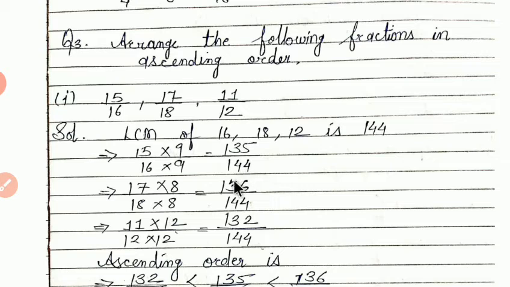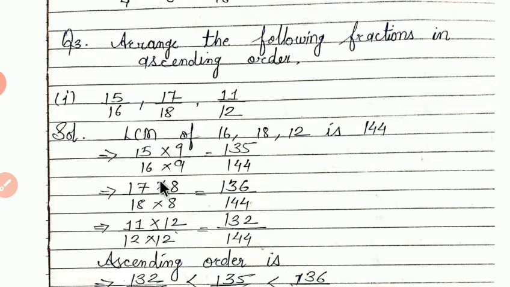So how to find that? By which number should we multiply 16 to get 144? The best method is to divide 144 by 16. If you divide 144 by 16, you will get the quotient as 9. It means you have to multiply 16 by 9 to get 144. So by the same number we have to multiply by 9 in the numerator also. So 15 into 9, 135, 16 into 9, 144.